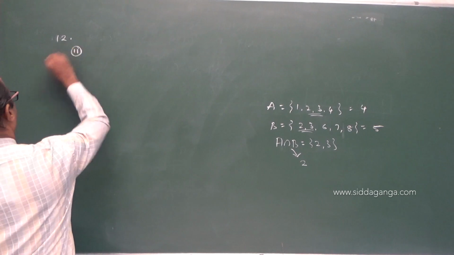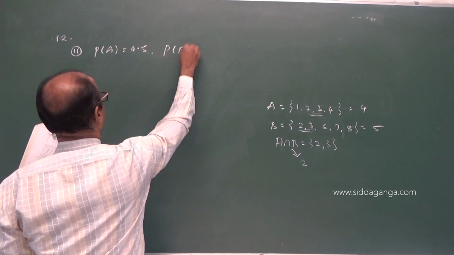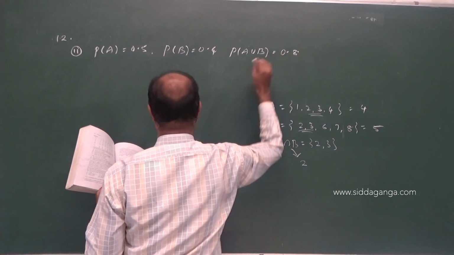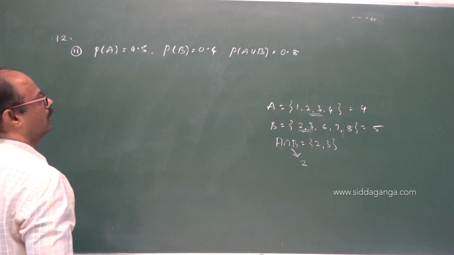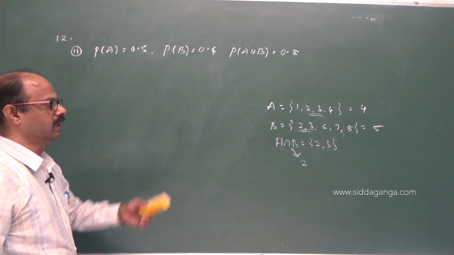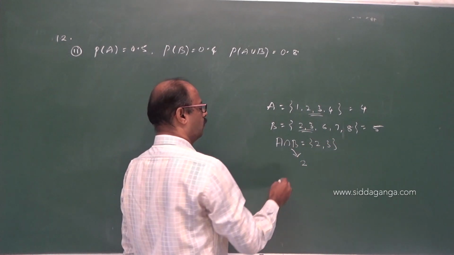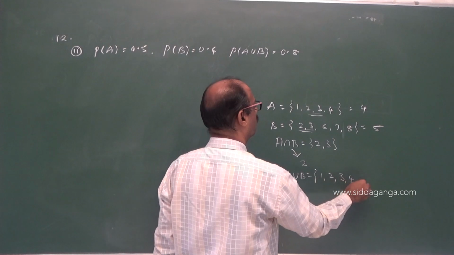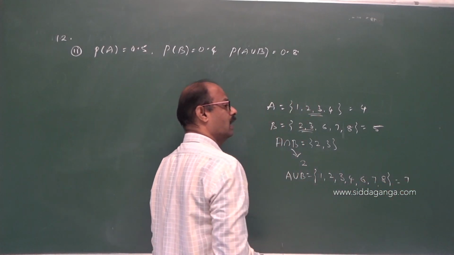In the second one of number 12, they have given P of A is equal to 0.5, P of B is equal to 0.4, P of A union B is equal to 0.8. Now just observe here we find the union. Union may have the greater number. For example, set A consisting of 4 elements, set B consisting of 5 elements. Then what about the union of two sets? A union B is 1, 2, 3, 4 and 6, 7, 8. So totally there are 7 numbers.